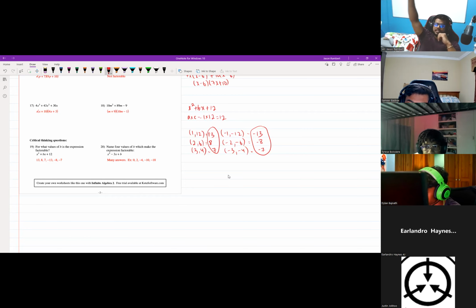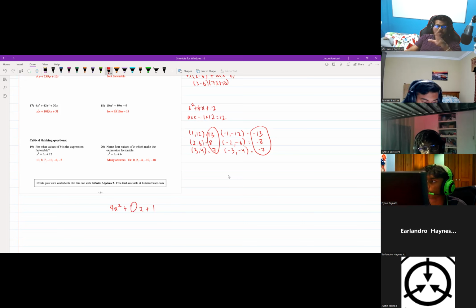So b could take the form of any one of the sums of the pairs of factors of a times c. Any one of them. And we could potentially make up a quadratic. So let's try and make up a quadratic here now. If I have 4x squared plus something x plus 1, what could be a potential number that goes here to make this factorable?